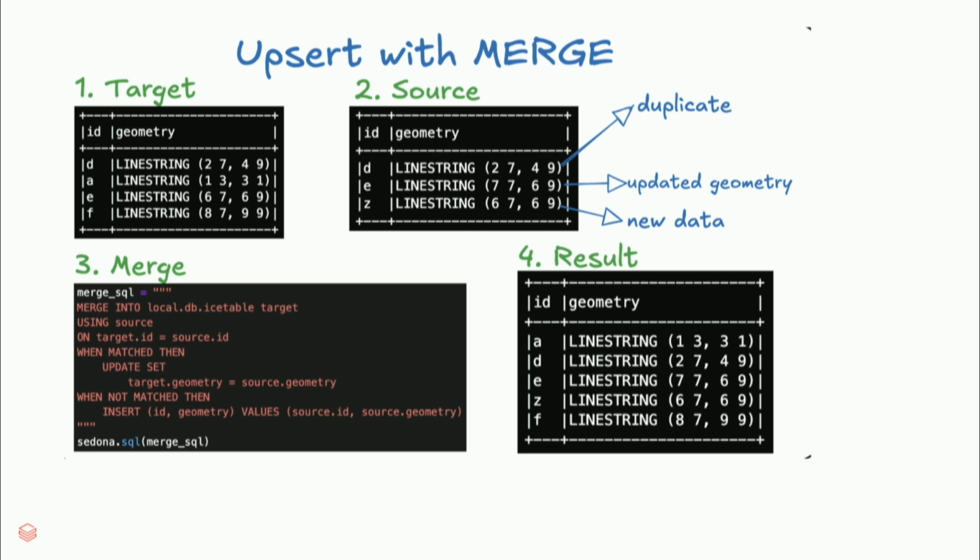However, if you look at the line string D, it is a duplicate of the same record in the target table. And the second line string, E, is the same record: there is a record E in the target table, but the geometry shape is different. The third record, line string Z, is a new record, right? Now we want to merge these 2 tables together and, of course, update the necessary records.